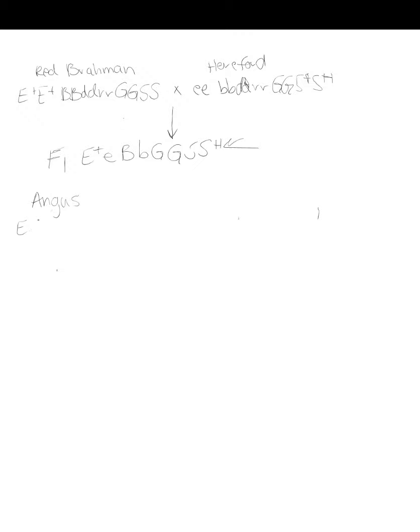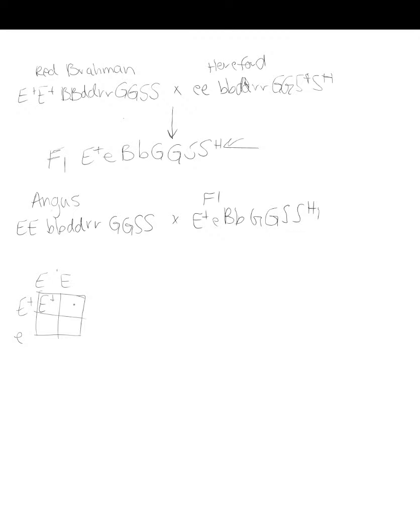So we have big E, little b, two little d's, two little r's, big G, and big S. We're crossing that with our F1, so E plus little e, big B, little b, two big G's, and then big S, SH. So we'll start with our extension locus. So we get two big E's from our Angus, then an E plus and a little e. So we'll get E plus, then big E, and same thing here.